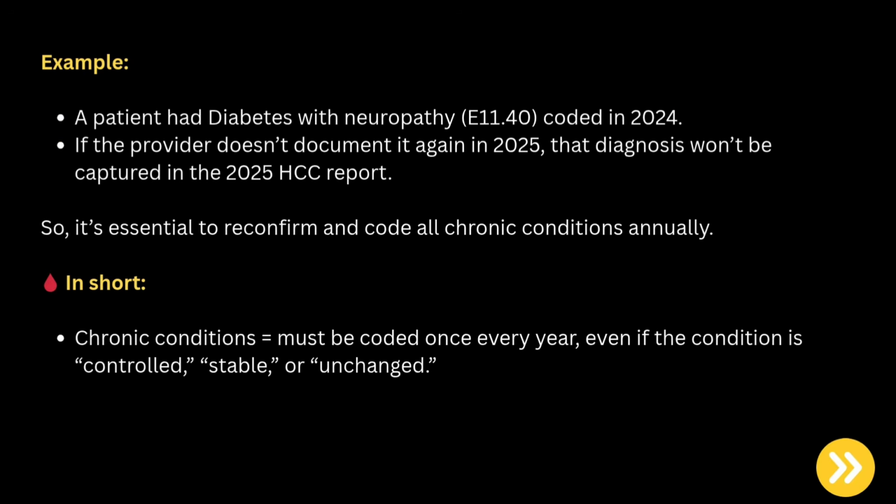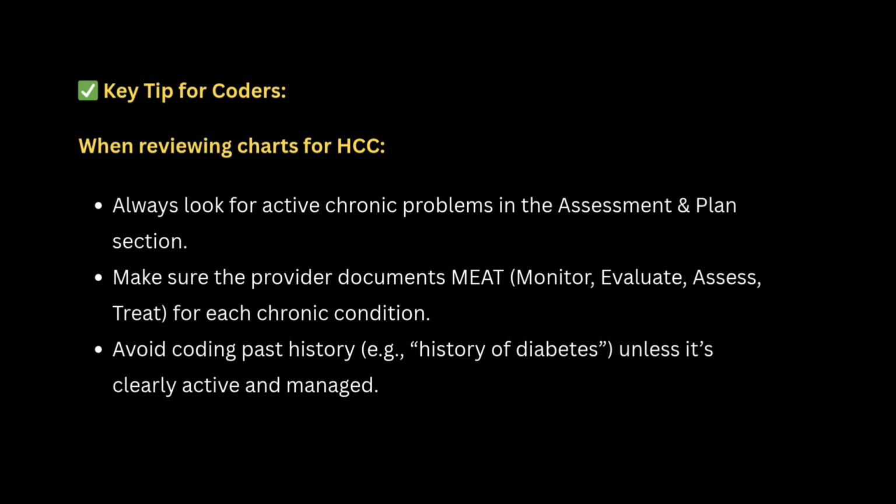So for example, a patient had diabetes with neuropathy coded in 2024. If the provider doesn't document it in 2025, the diagnosis won't be captured in the HCC report. So it is essential to reconfirm and code all chronic conditions annually. A chronic condition must be coded every year if the condition is controlled, stable or unchanged.